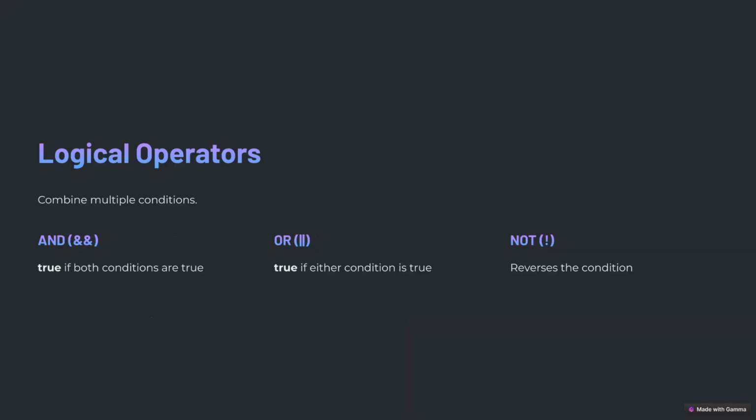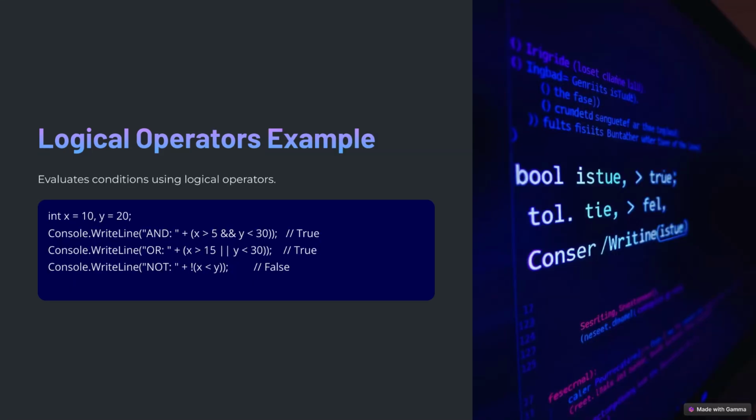Logical operators allow us to combine multiple conditions. They are commonly used in decision-making scenarios, such as checking whether a user is logged in and has the correct permissions. Let's see how they work with an example program. In this example, we evaluate conditions using logical operators. Notice how AND requires both conditions to be true, OR requires at least one condition to be true, and NOT negates a condition. These operators are critical when writing if statements and loops in C#.